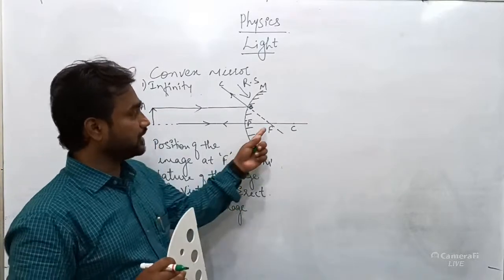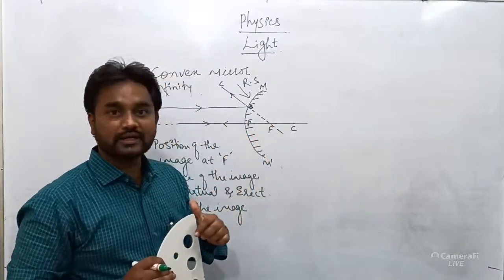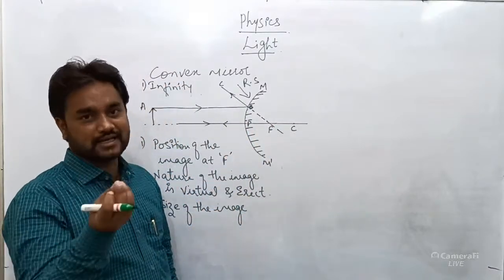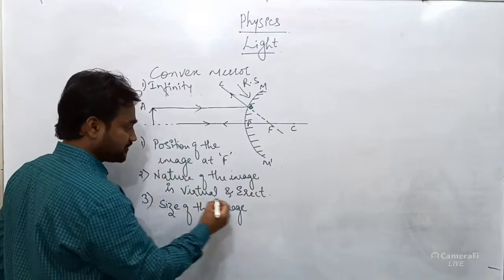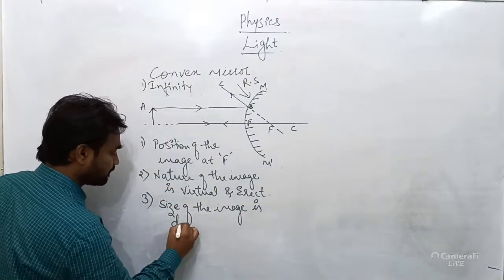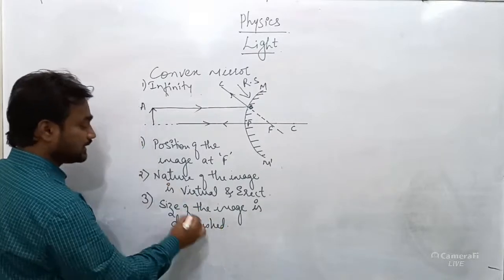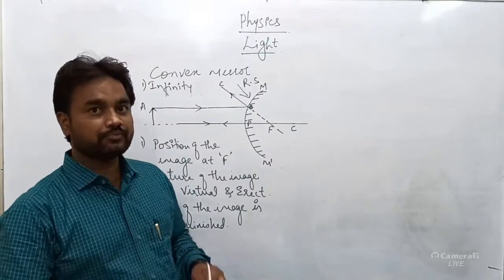So what is the size of the image? You could see the two reflected rays are meeting at point F. That means it is point size, or diminished, you can say. So here the size of the image is diminished. Is that clear now?